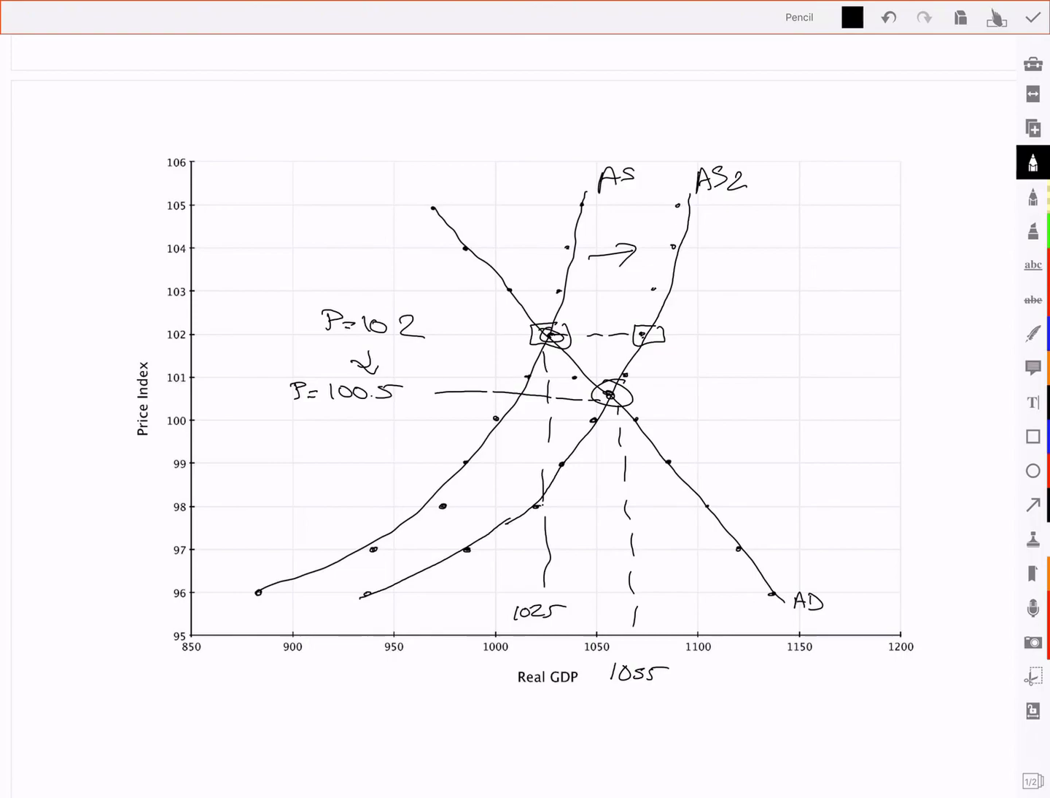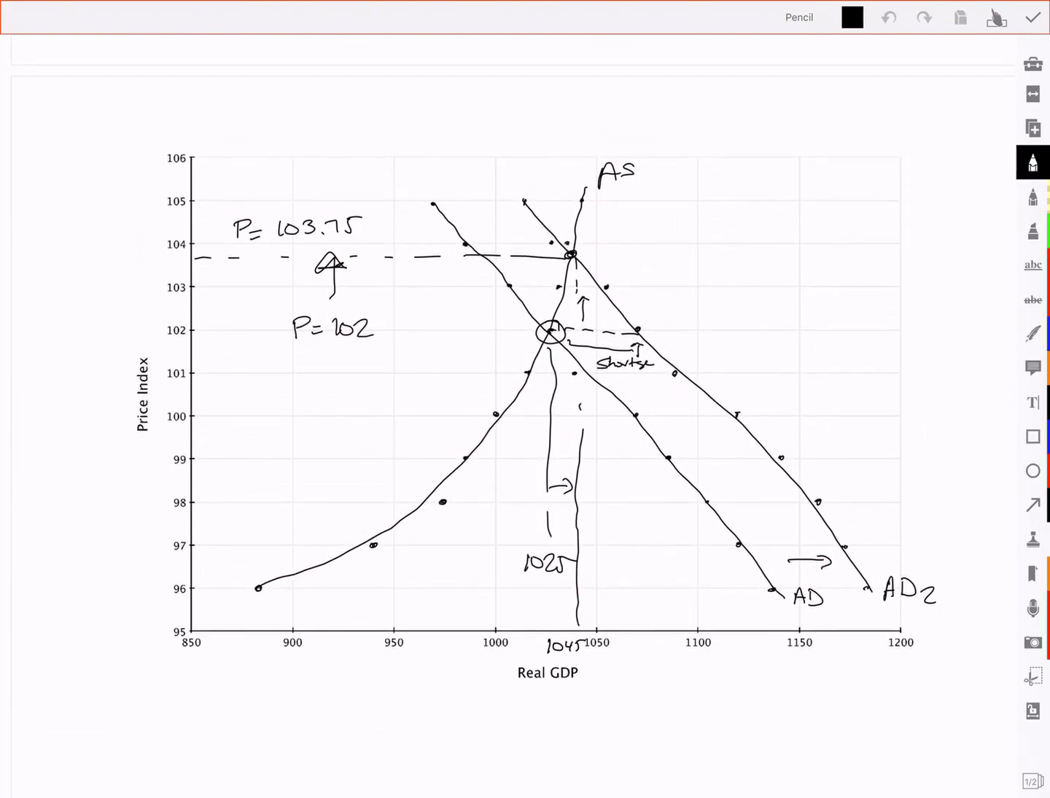Now we could have just as easily gone the other direction. So if aggregate supply decreases, we get inflation and real GDP goes down. If aggregate demand decreased, then that would cause us to go this other direction here, in which case we see that we get deflation and real GDP declines.